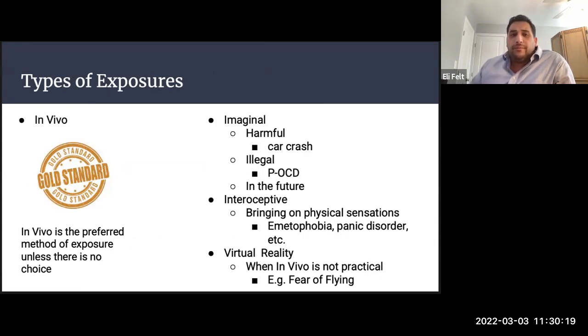So for instance, with imaginal exposures, it's very helpful when you're talking about things that are harmful, like for example, a car crash, right? Obviously you wouldn't want the person to do that. Something that's illegal, POCD, harm OCD, something that's in the future, all those things lend themselves really well to imaginal exposures. Virtual reality could be very good when it comes to things that are not practical, right? Like I'm not going to prescribe that this patient gets a plane ticket every week because we can't afford that, but we can do something that's virtual reality in that sense. Interoceptive obviously would be more sensational stuff, and that is a great move as well, but that could also be in vivo. But I do want to stress in vivo, in real life exposures are much better.